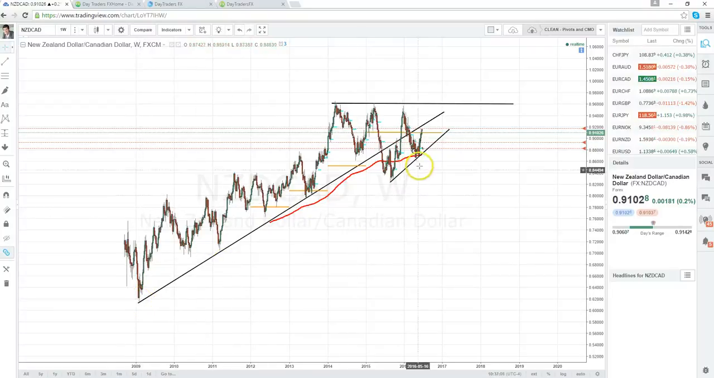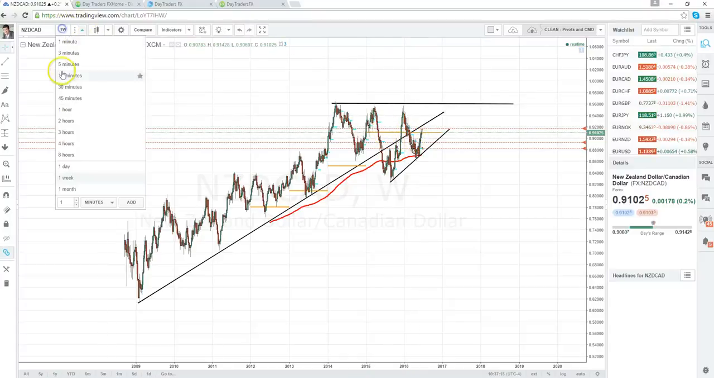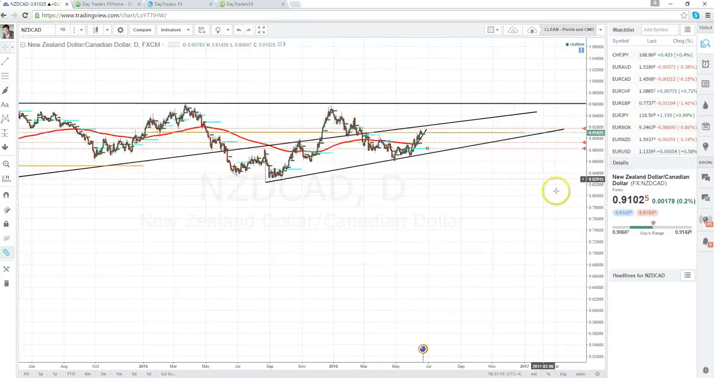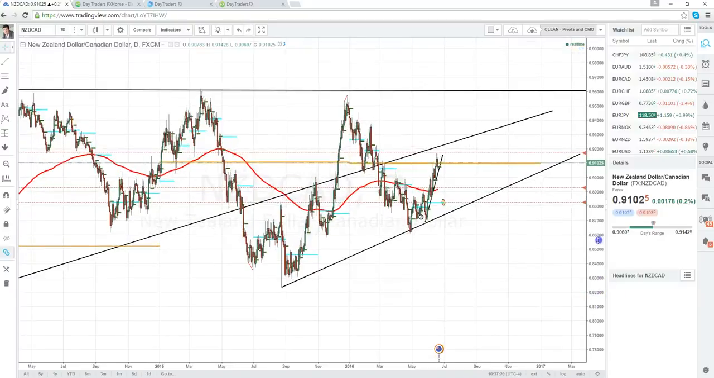So because we have a little bit of a carry differential here, the New Zealand dollar continues to hold its 2.25 basis points interest rate, while the CAD remains around 0.5%. So there is that kind of carry potential, which is why this continues to stay a little bit higher. But as we go into some smaller time frames, let's go from the weekly down to the daily.